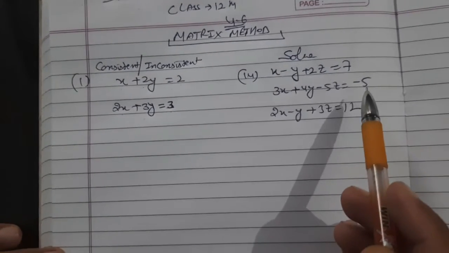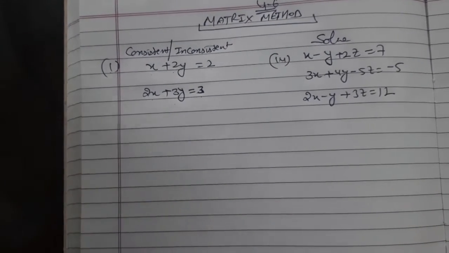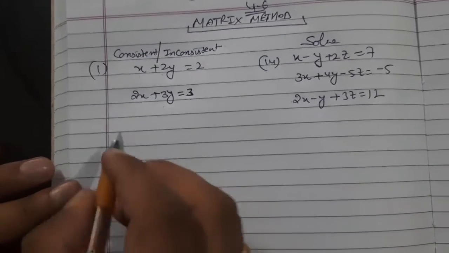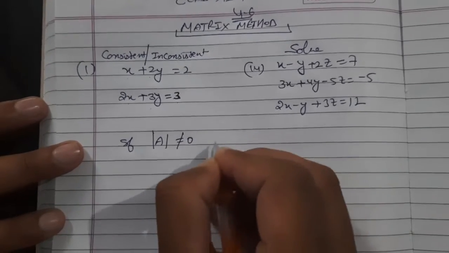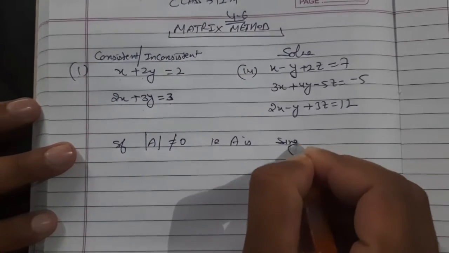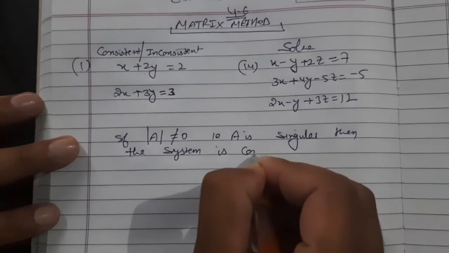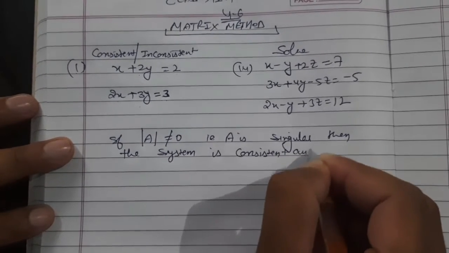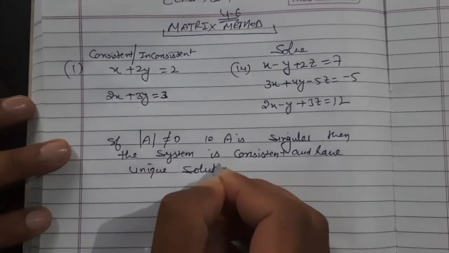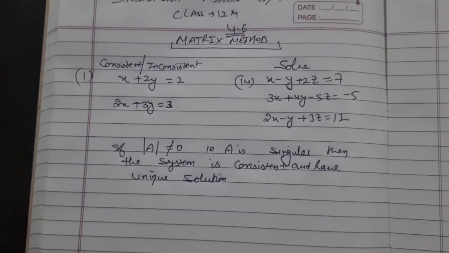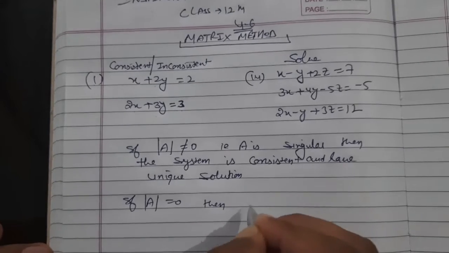So, first of all, we are going to discuss the conditions of consistency. Let's discuss. If the determinant of A is not equal to 0, that is, A is non-singular, then the system is consistent and has a unique solution. Means the values of x, y, z, etc. will be unique.